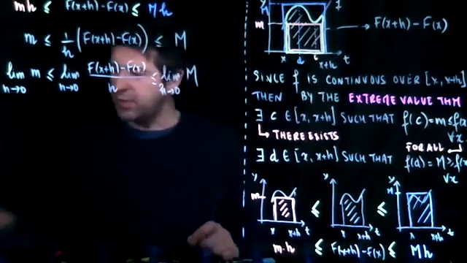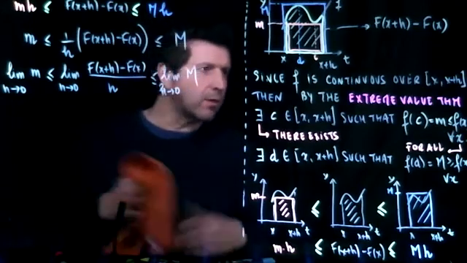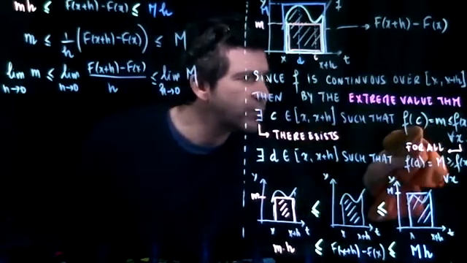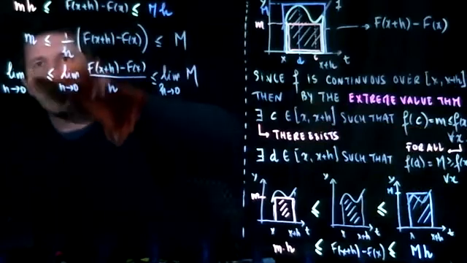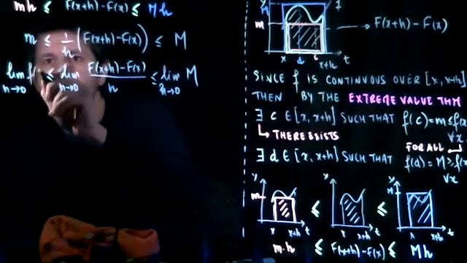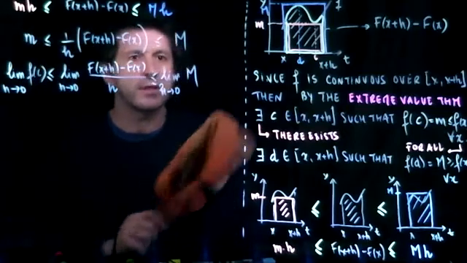Okay, so actually, instead of calling it big M and small m, small m we said was f of c, so let's call this f of c. And same thing here, big M, let's call this f of d.